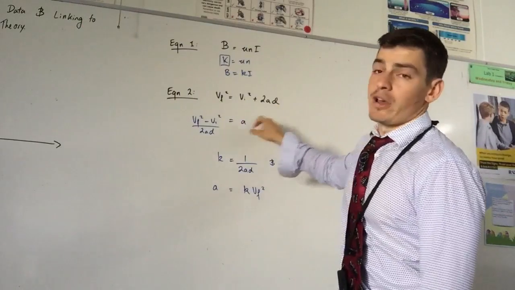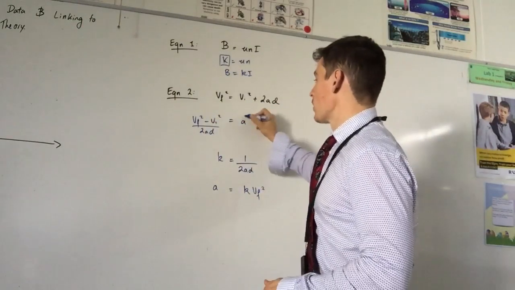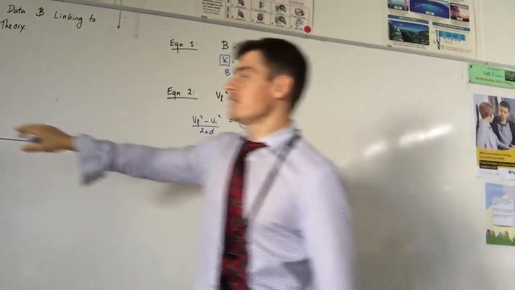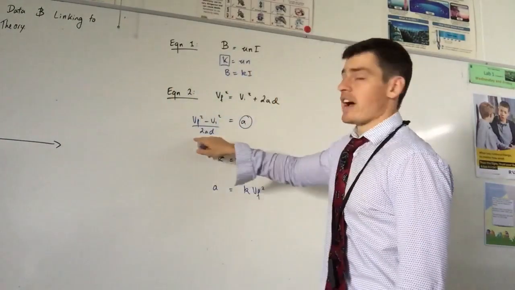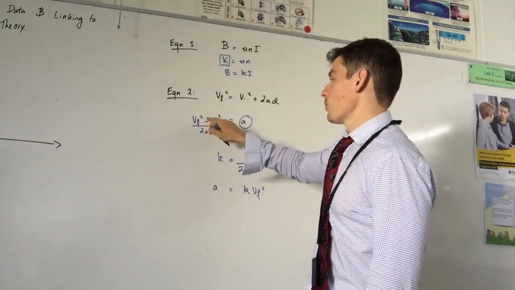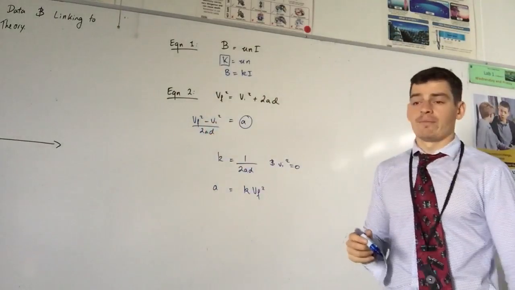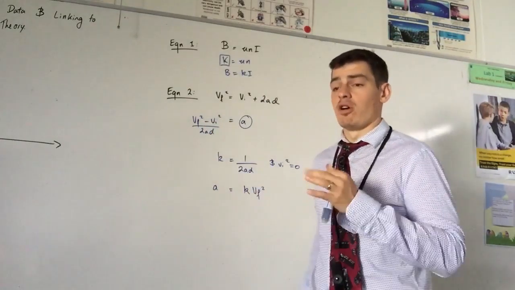What I want to do is rearrange that equation to get A by itself, because it is my dependent variable. So when I rearrange, I get the equation A equals (Vf squared minus Vi squared) divided by 2D. Now in this situation, I'm setting my Vi as 0, so my initial velocity is 0.